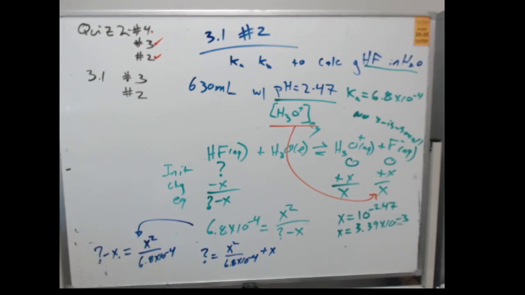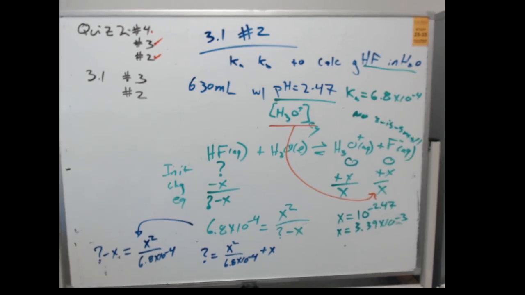So I square that, divide by 6.8 times 10 to the minus 4, get 1.68 times 10 to the minus 2, and then just add another 3.39 times 10 to the minus 3 to it, and I get this whole thing is equal to... you notice it's easier for me to punch into my calculator. I'm not doing anything crazy. I get 2.03 times 10 to the minus 2.